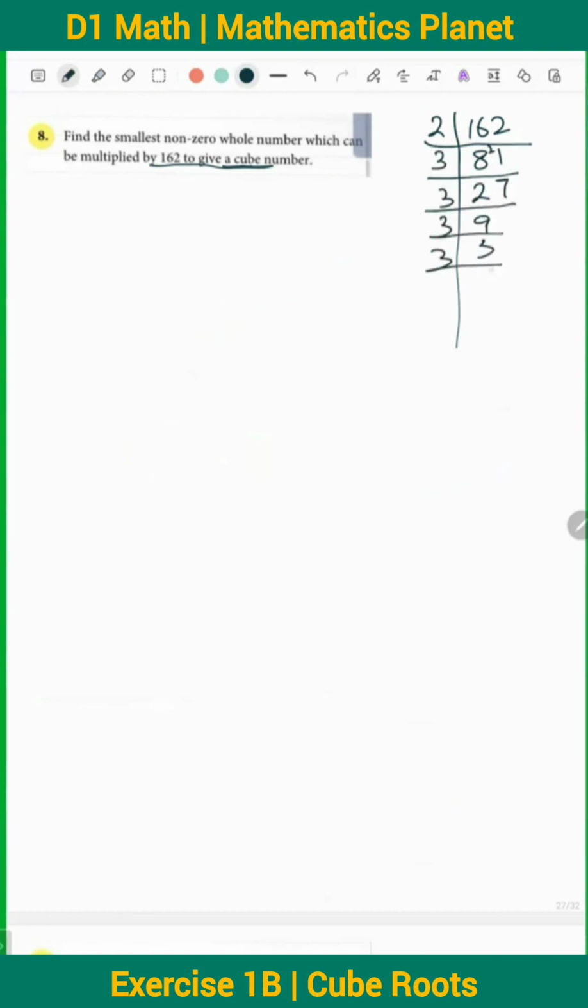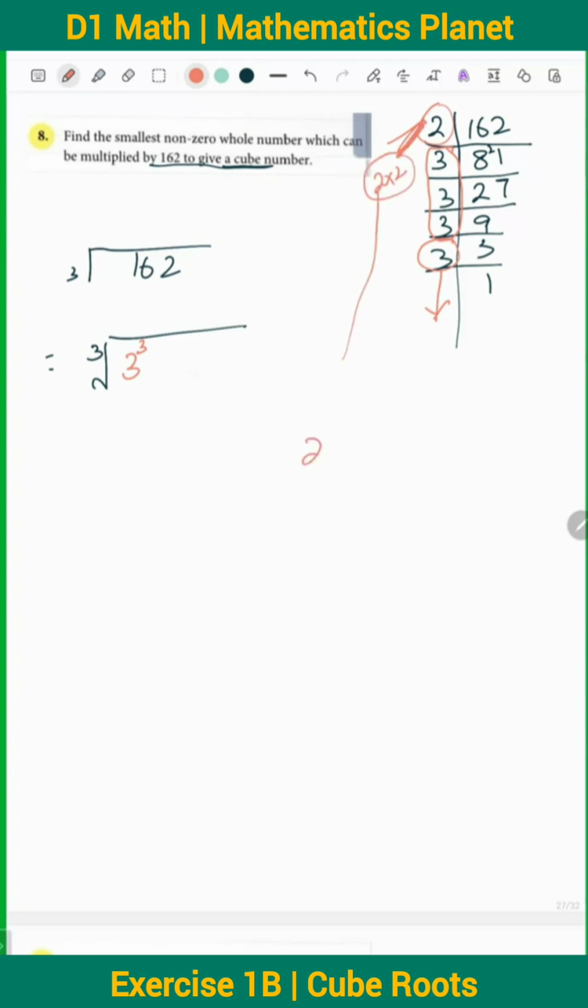So students, what happened? When I put 162 cube root, when I put in the form of pairs, I get only one pair. What is the one pair? 3 cube. But this 3 also needs a pair and this 2 also needs a pair. So this 2 should be multiplied with 2 times 2, right? So the missing element is 2 times 2 from here and the missing element is 3 times 3 from here, right?